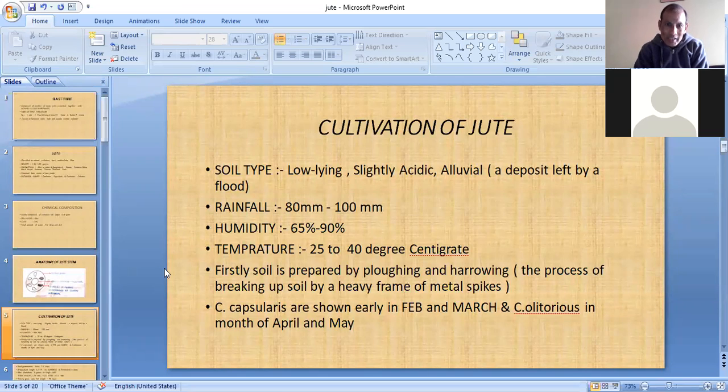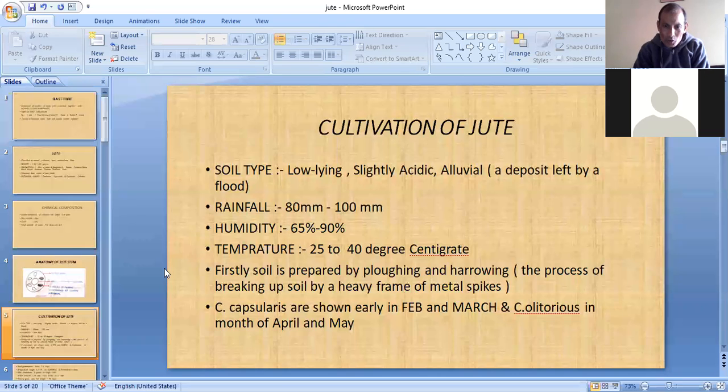Rainfall ranges between 80 mm to 100 mm. Humidity required is 65% to 90%, means it is produced in high humid conditions. Temperature is 25 to 40 degrees centigrade. Firstly, soil is prepared by plowing and harrowing. These are the two processes to prepare the land for the cultivation of jute. Harrowing is the process in which we are breaking up the soil by a heavy frame of metal spikes.